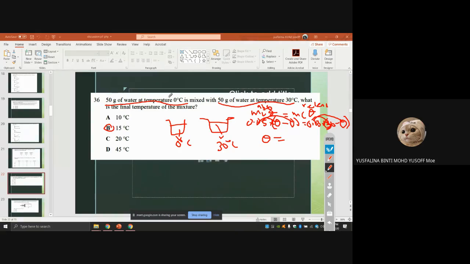So for this one, if two waters are mixed and you want to find the final temperature, you have to assume that the heat absorbed by one water is the same as the heat released by the other water. You have to differentiate between who will absorb and who will release the heat. So this is the equation. Okay, so we move to the next question.